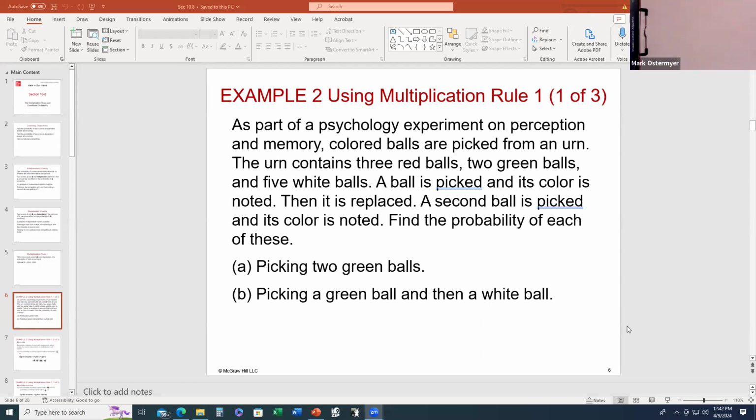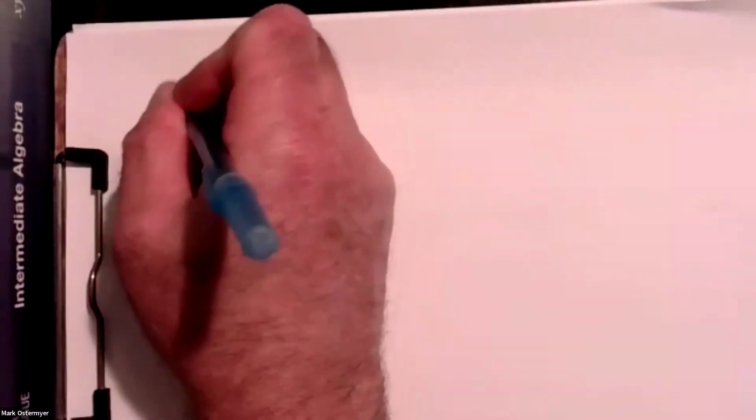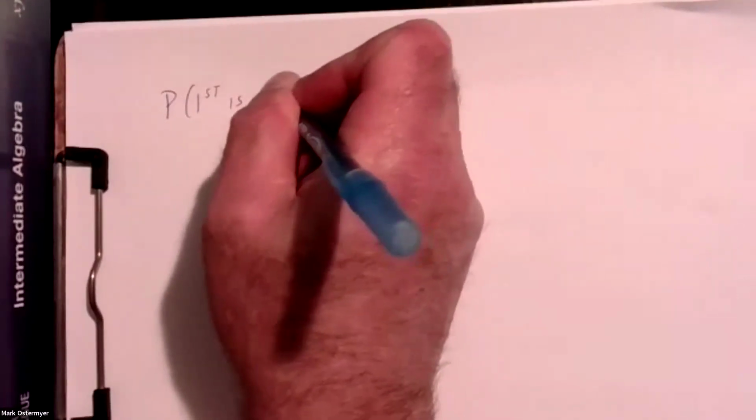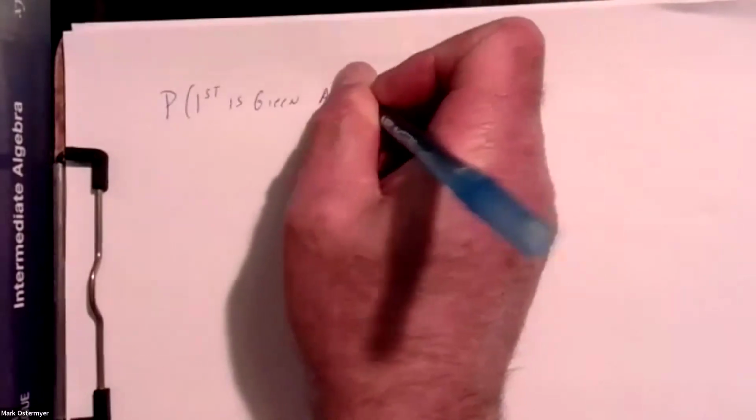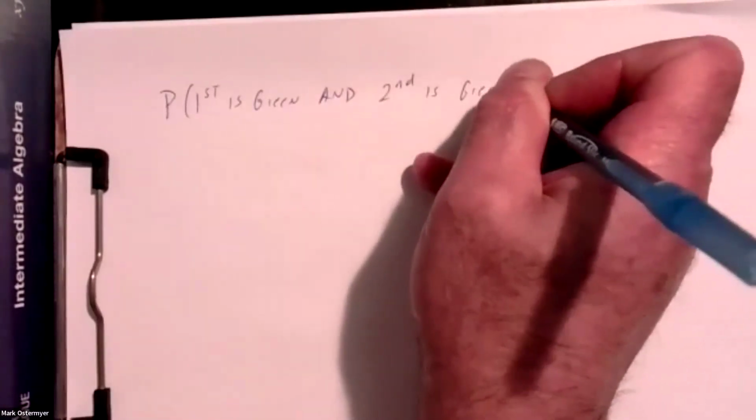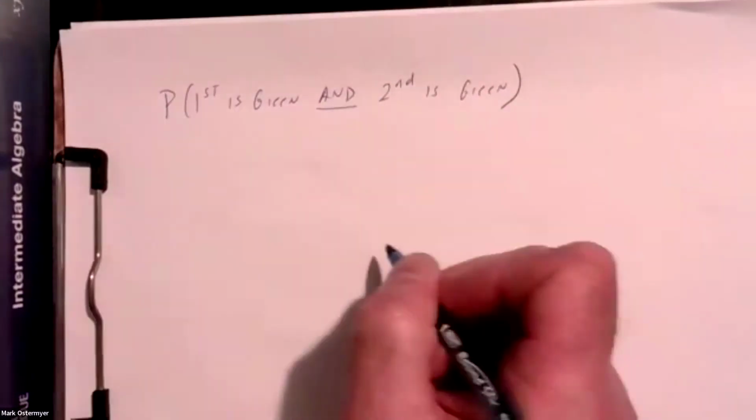All right, so let's see if we can negotiate this. The first question there in A is the probability of selecting 2 green balls. So they want us to compute the probability that the first selection is a green ball and the second selection yields a green ball. And means a multiplication rule.